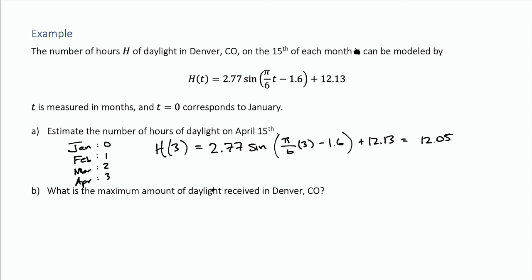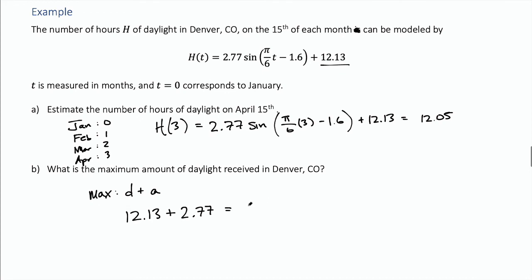What is the maximum amount of daylight received? Well, the maximum of a sinusoidal function is d plus a, and make sure you force a to be positive if it isn't already. Here, d is 12.13, plus a, which is the number out in front, 2.77. That is equal to 14.9. So 14.9 hours is the maximum amount of daylight received in Denver, Colorado.